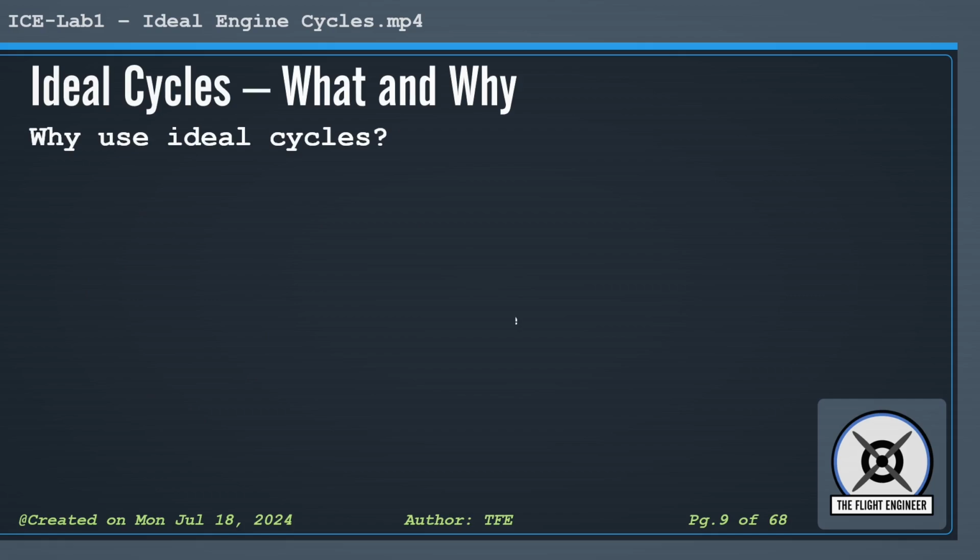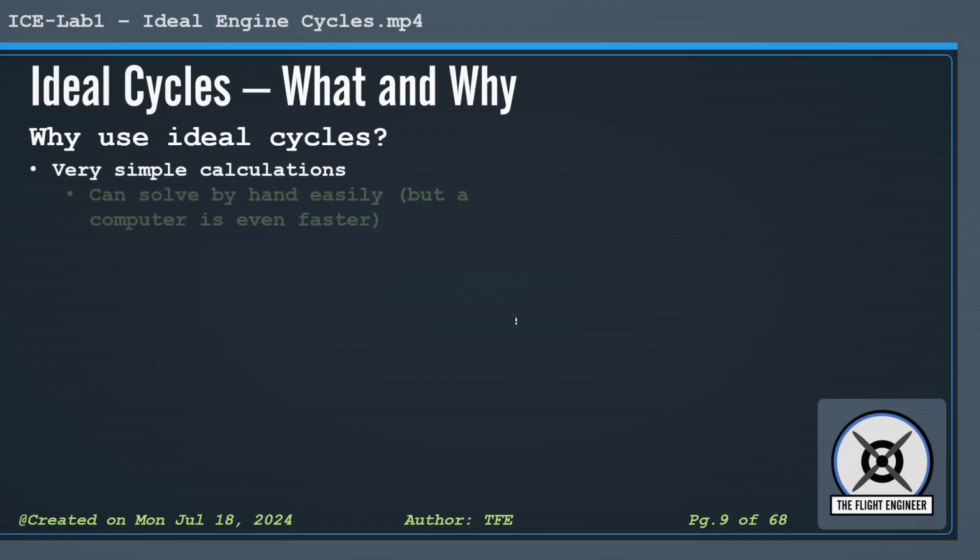So why would we use an ideal cycle? Well, systems like internal combustion engines or steam turbine power plants can be extremely complex. Accounting for all the operational and environmental effects is, as we will see, quite difficult. The ideal cycle strips out much of this complexity and leads us to a very simple set of calculations. They're straightforward enough that you could work them out by hand on a sheet of paper, but we'll have a computer do the heavy lifting.